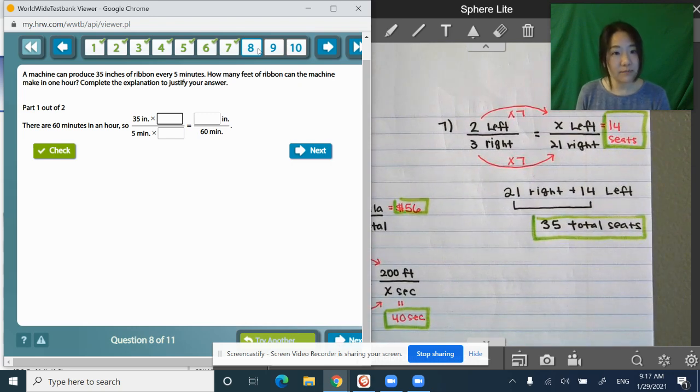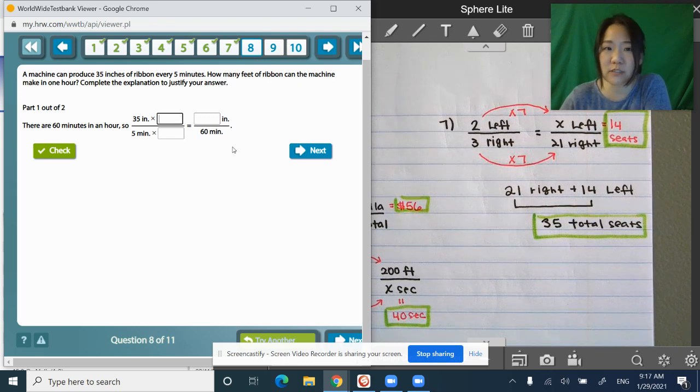A machine can produce 35 inches of ribbon every 5 minutes. How many feet of ribbon can the machine make in 1 hour? Complete the explanation to justify the answer. So they're actually solving it for you here. They just want you to fill in the blanks. There are 60 minutes in an hour. So instead of using 1 hour, you're going to use 60 minutes.